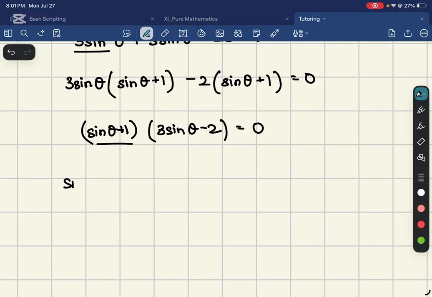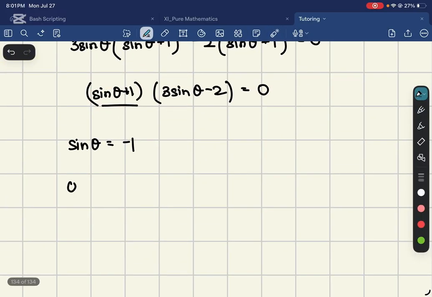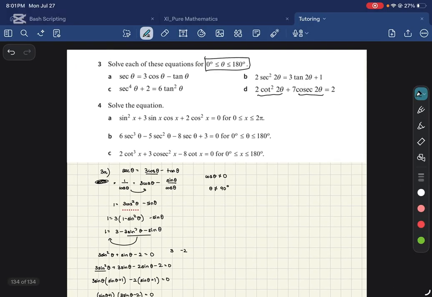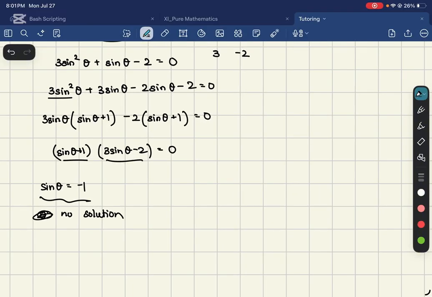So now, first step, I solve for sine theta is equal to negative 1, if I set this part equal to 0. Setting this part equal to 0, I get this. And between, this has no solutions. Why? Because between 0 and 180 degrees, sine is never negative, right? So this one has no solutions.